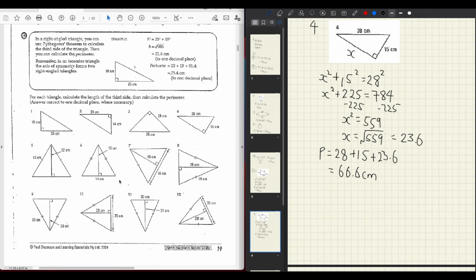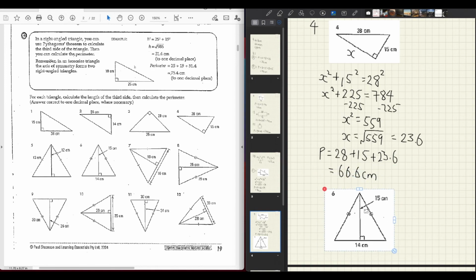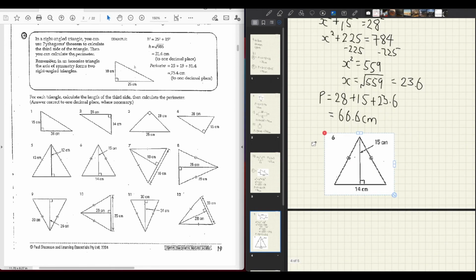So let's take a look at one of these questions, because it's a little bit different, so it might be a bit confusing at first. Okay. So this is question 6. It's already written for you, but I'm going to write over it. In this question, it's asking you to find the perimeter. Now, we know the length of one of the sides, which is 14, but we do not know the length of the other two sides. So how are we going to find the length of these sides?